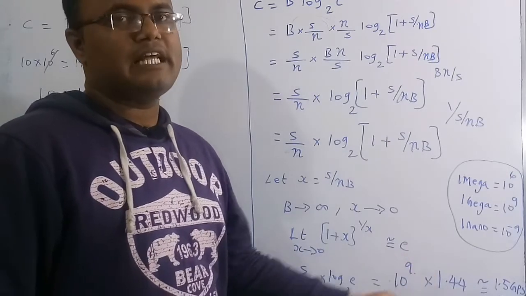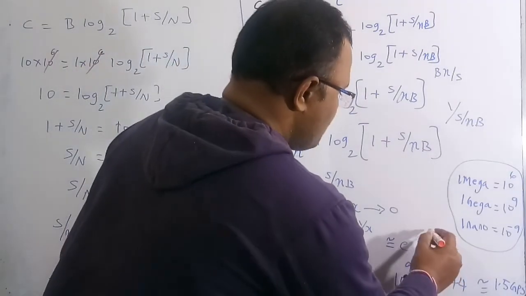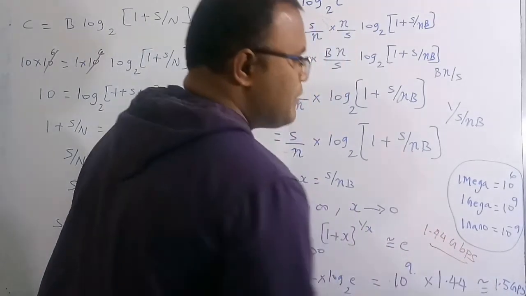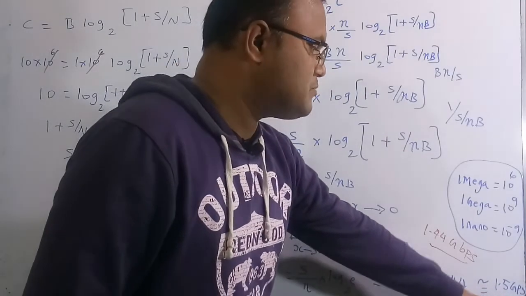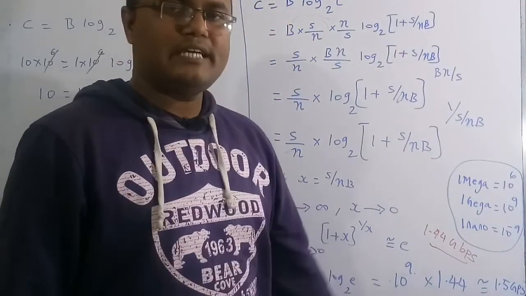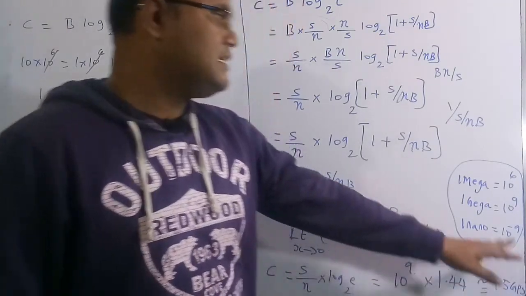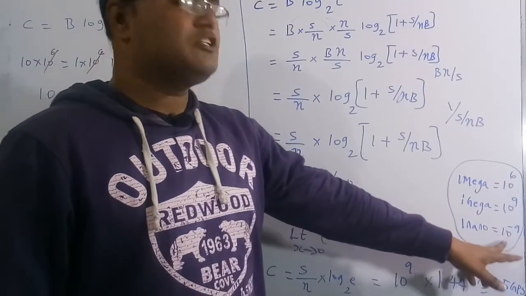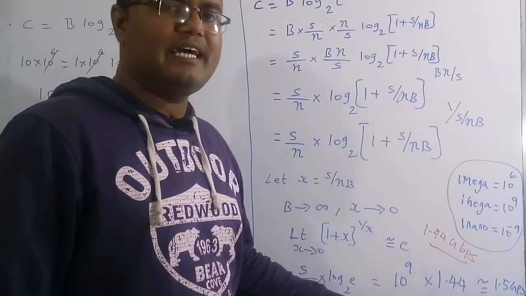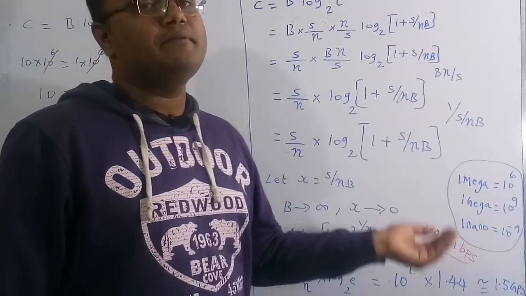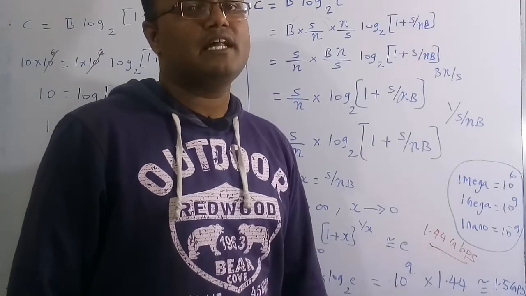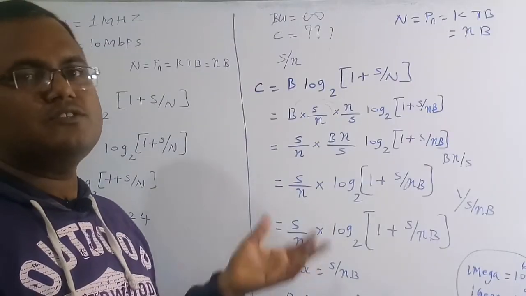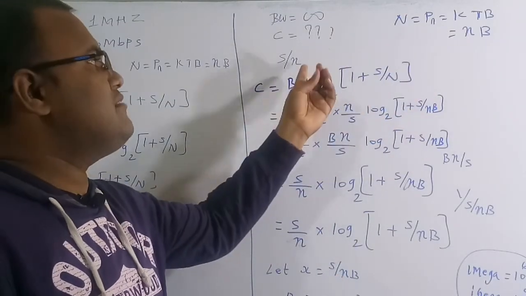So this many bits per second are transmitted. Therefore 1.44 gigabits per second is transferred, which is nearly equal to 1.5. So the channel capacity is 1.5 gigabits per second. See, 1 mega is 10 to the power of 6, 1 giga is 10 to the power of 9, and 1 nano means 10 to the power of minus 9. So 10 to the power of 9 means giga. Therefore nearly 1.5 gigabits per second are transferred whenever the bandwidth is infinity. In this question, the signal power to noise power spectral density is constant, meaning the noise power spectral density eta value is constant.